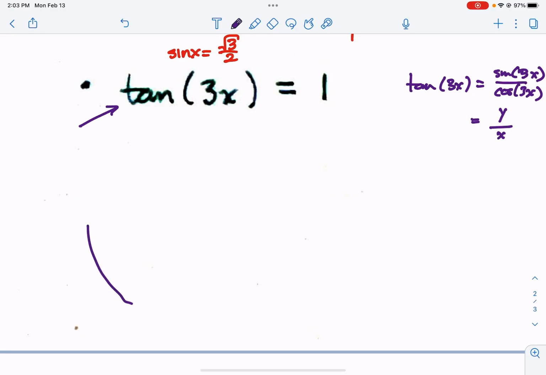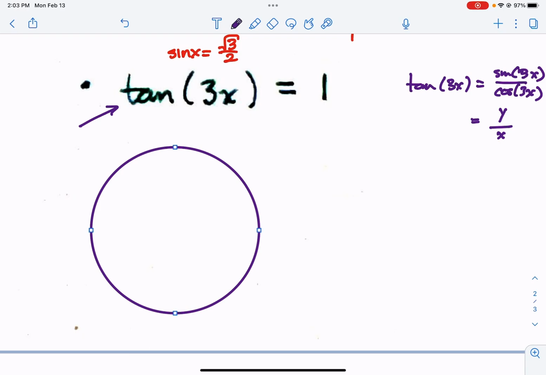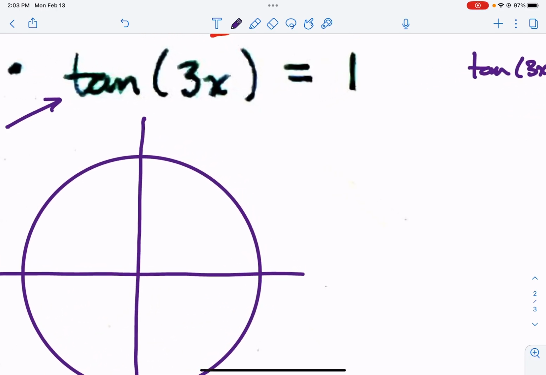So let's just think about all the angles we know. And when does the y-coordinate of that angle divided by the x equal positive 1? So let me draw some axes here. And to start with, I want to just start with this first quadrant.